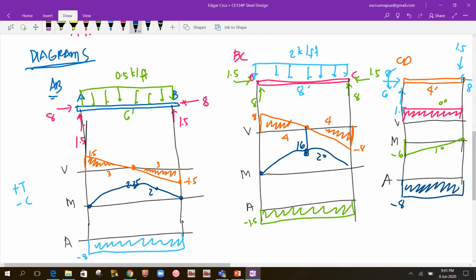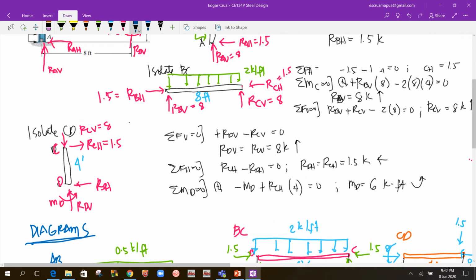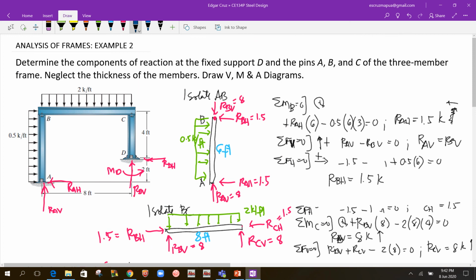Okay, so basically yan ang magiging kompletong shear, moment, and axial diagram ng frame na given, consisting of 3 members, AB, BC, and CD. Simple lang. I hope you have learned out of this simple problem. Okay, so thank you.